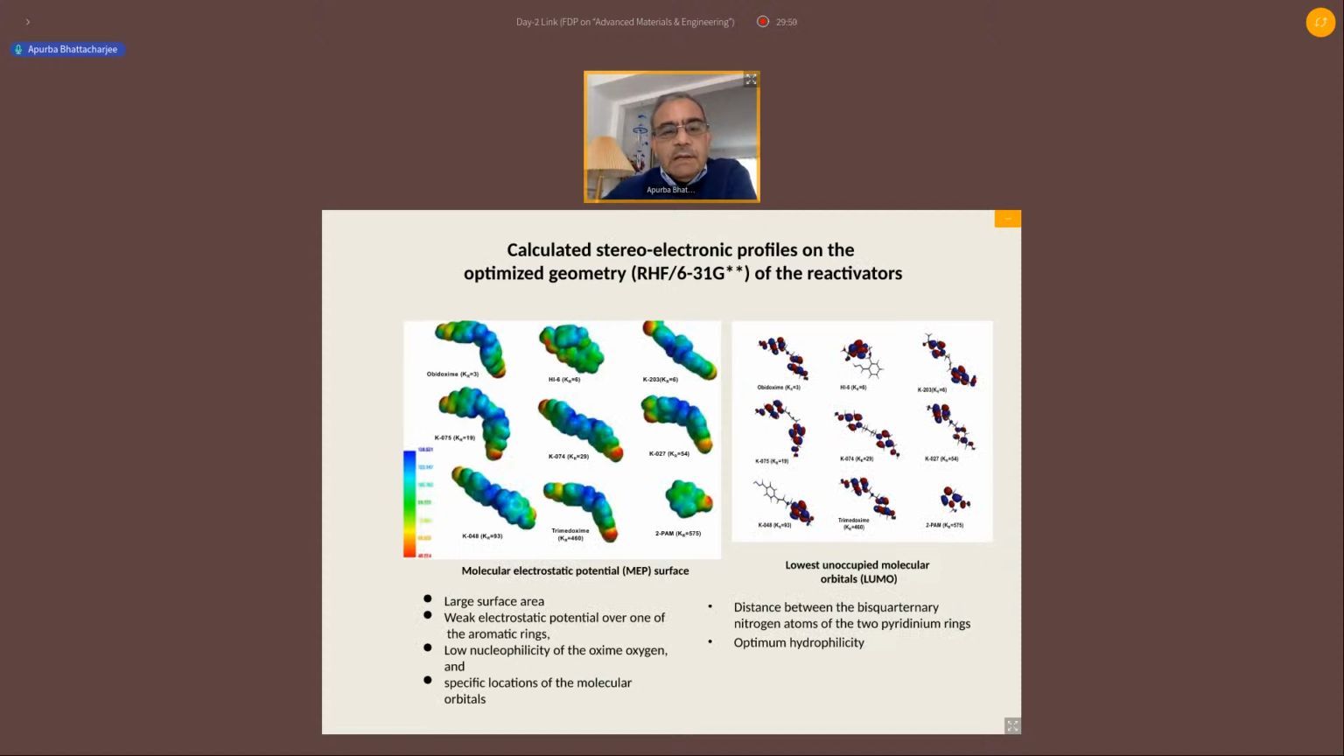And we found something very interesting, that there is a large electrostatic potential over the molecule. There are very distinct negative potential regions in all of them. The nucleophilicity of the oxime oxygen is an important idea we got from here. And the specific location of the molecular orbitals can also be seen very easily from that, and this also makes sense for electron transfer.